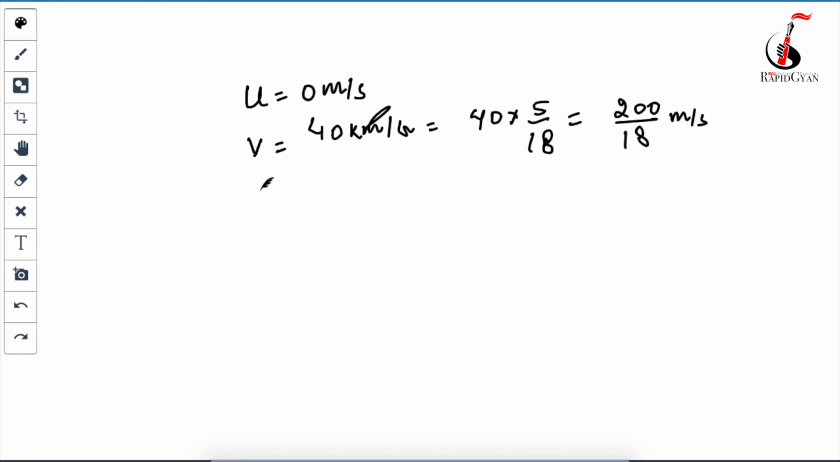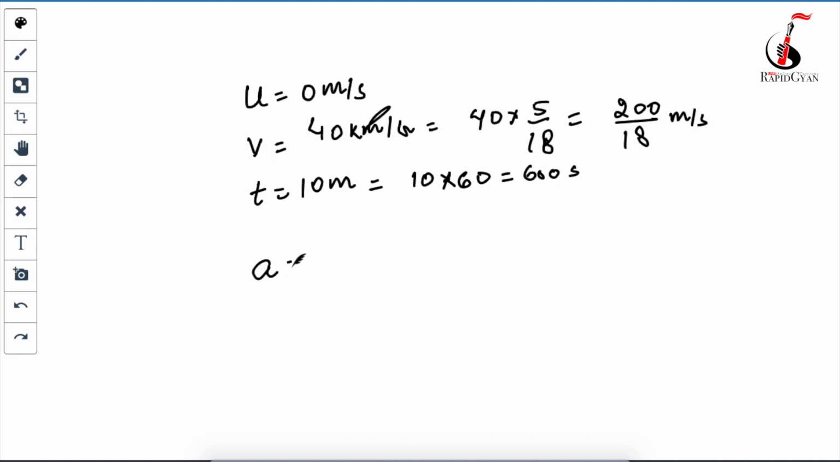Now what is the time? Time was given as 10 minutes. So convert this 10 minutes into seconds. So this will become 10 multiplied by 60. So what will you get? 600 seconds. Now you will have to find the acceleration.